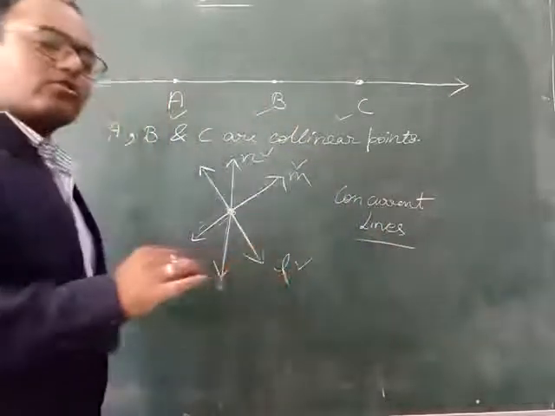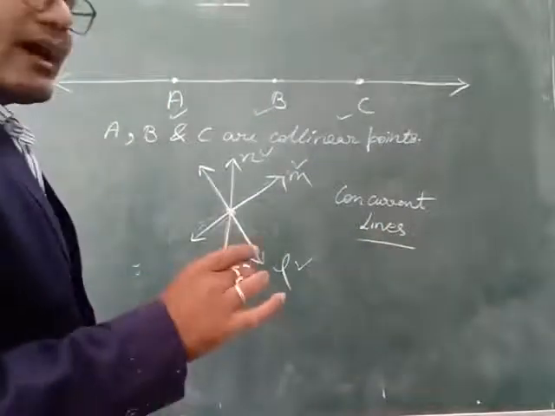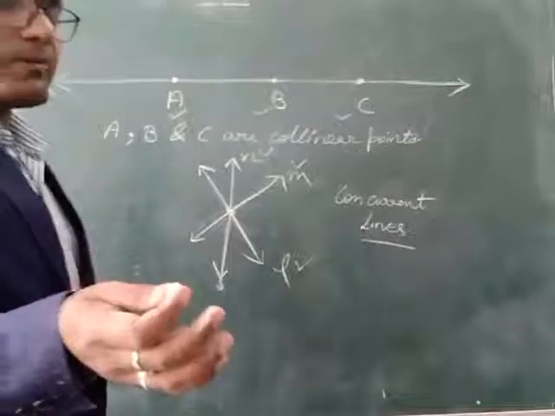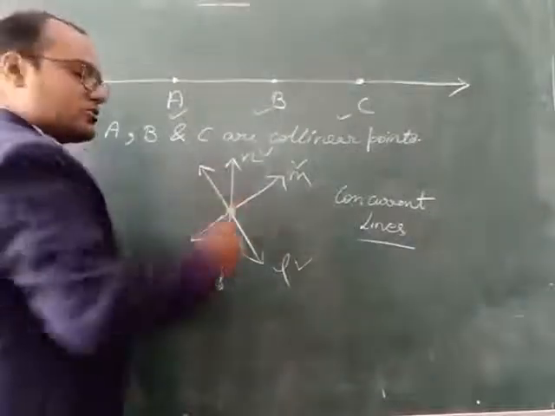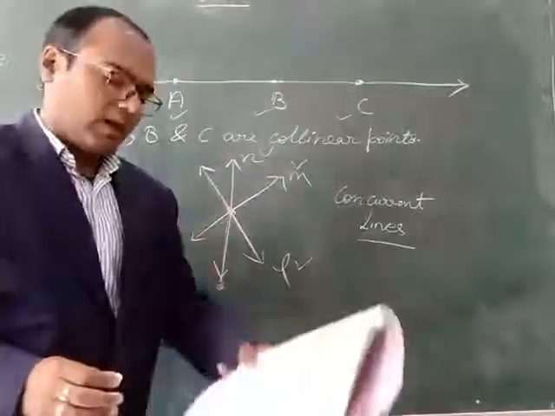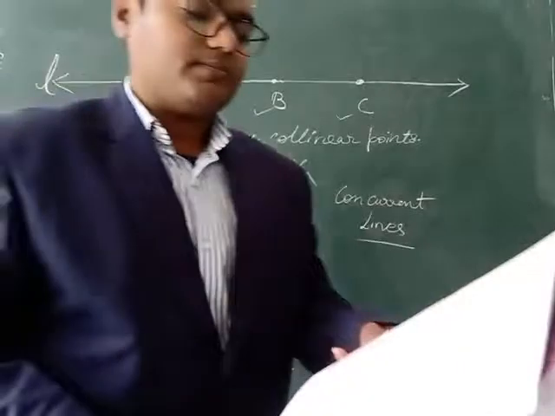Such lines are known as concurrent lines. The lines in which the point of intersection is the same, one common point only, are known as concurrent lines. So this is question number 11. Now see question number 12.